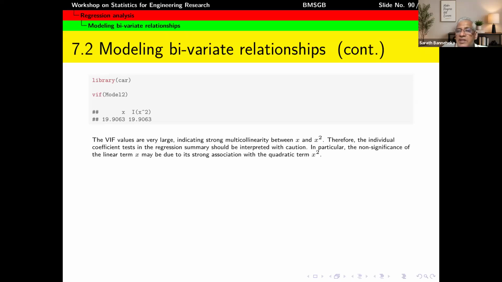Now, there can be some problems, especially when you have powers of the same variable, like in a polynomial model, right? The second model is actually a polynomial model, right? It has x and x square both in the model. In that kind of situation, x and x square can be quite strongly correlated. The correlation between x and x square can be very high. If that is the situation, it is possible that multicollinearity problems occur.